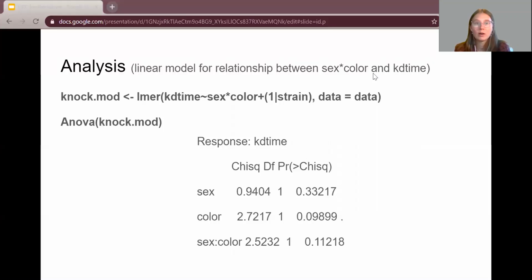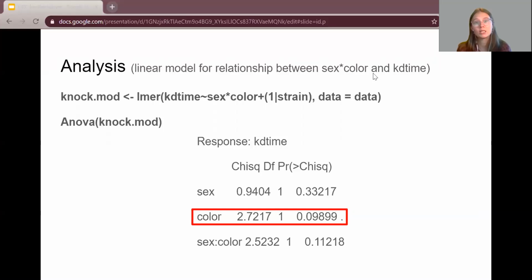Here you can see a p-value of 0.09899 was obtained for color. This was the lowest p-value found when comparing all interactions in this model. This interaction, or the difference of knockdown times between light lines and dark lines, was the largest, but a p-value of 0.05 or lower is typically considered statistically significant.